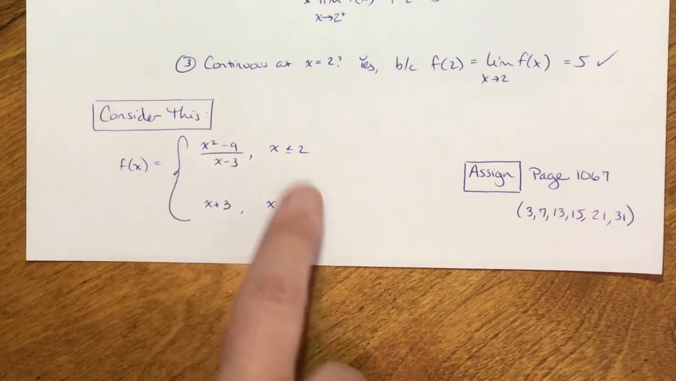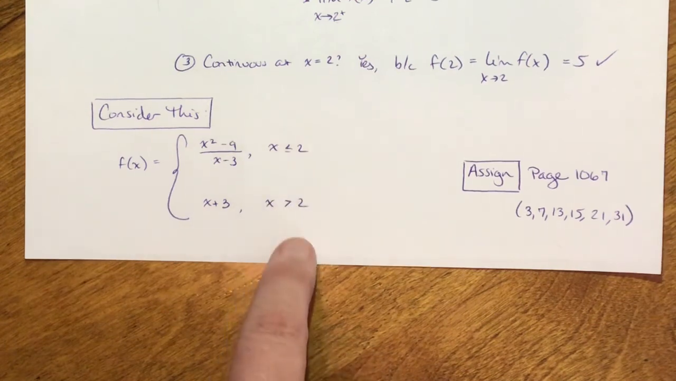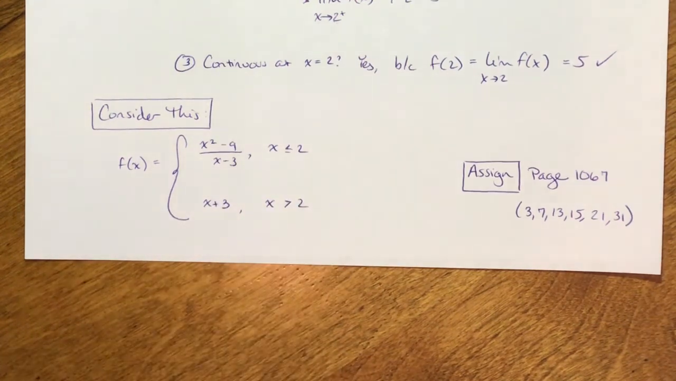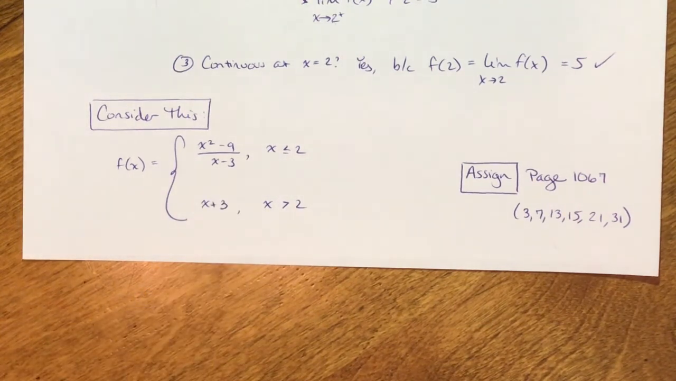So the only thing I would want to do here is check where I change pieces. So I would check to see if it's continuous at 2. And I'm not going to do that with you because it's just like the last couple problems that we did, so you don't need to see it again. But I wanted to mention that I do want to check denominators to see if they are a problem.